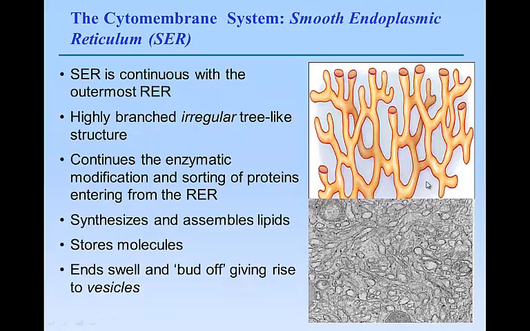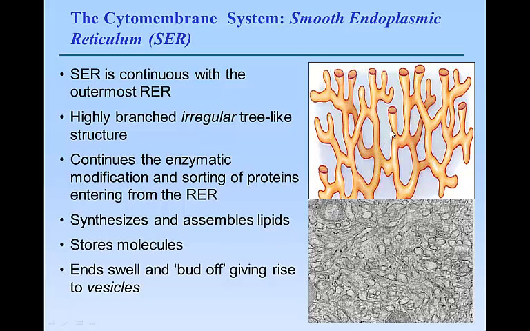Here's a picture of the smooth ER. Again, a branch-like system of fluid-filled tubes. Again, there's a variety of enzymes in here, and they're important in modifying some of the proteins that are made in the rough ER. These are also important for synthesizing and assembling lipids, and also for storing molecules.